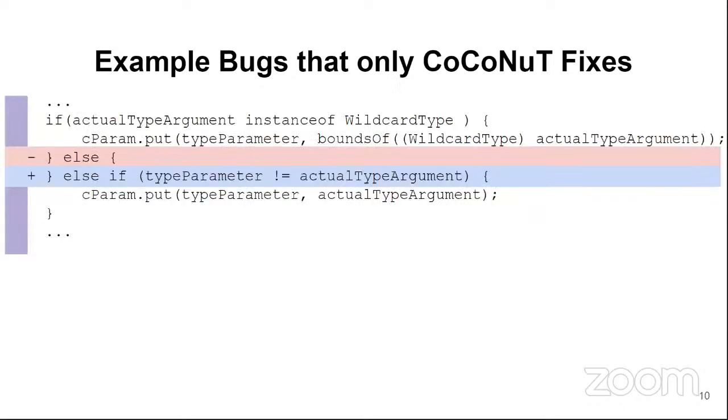This is another bug only Coconut can fix. Notice that in this case, the buggy location, so still with a minus line, does not contain enough information to find the fix to the bug, because the variable type parameter and actual type argument necessary to generate the correct fix do not appear in the buggy line.